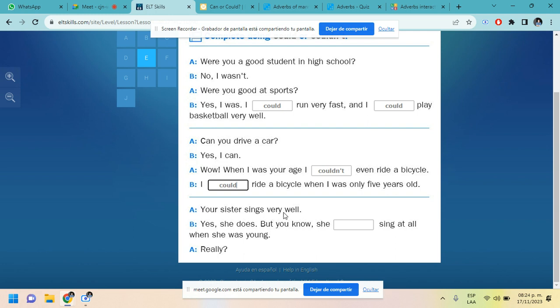Your sister sings very well. Yes, she does. But you know, she couldn't sing at all when she was young. See, but now, in present tense, she sings very well.